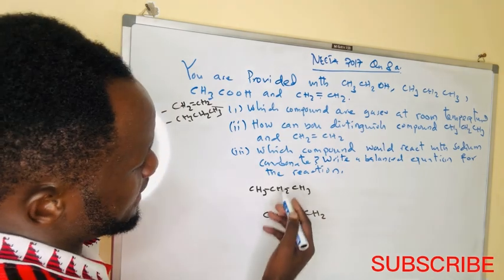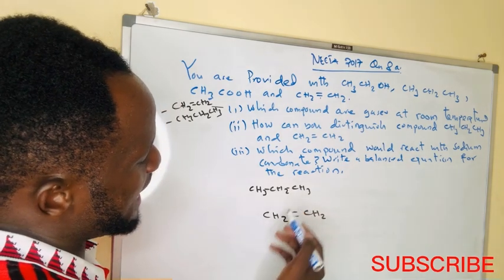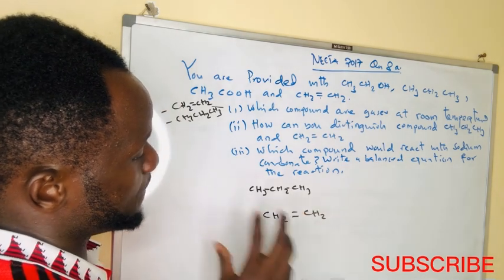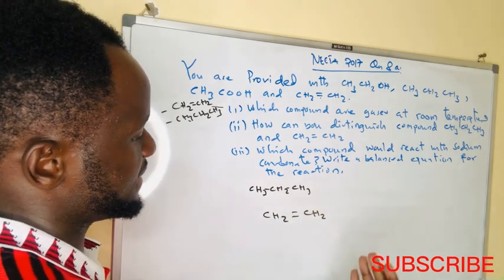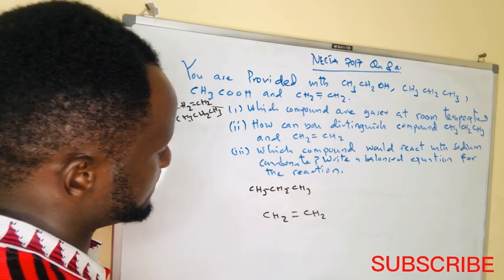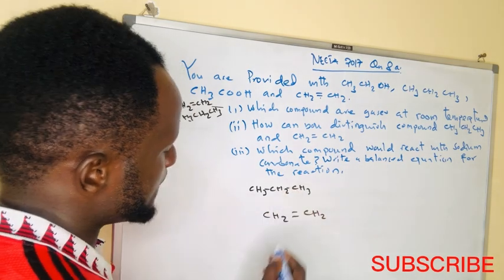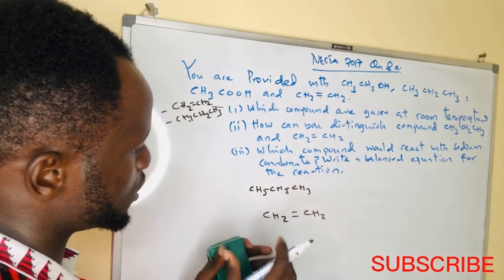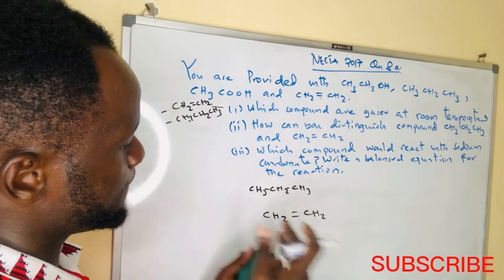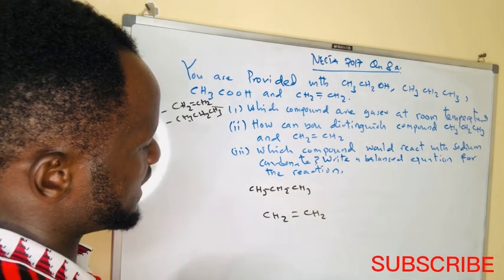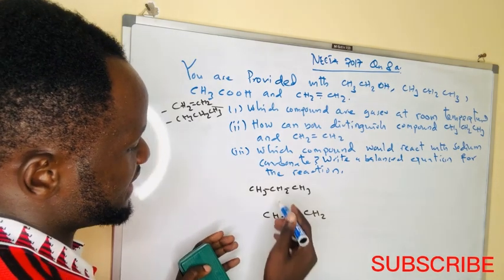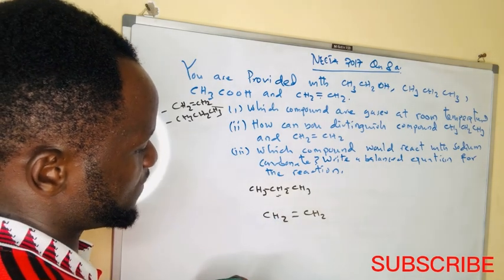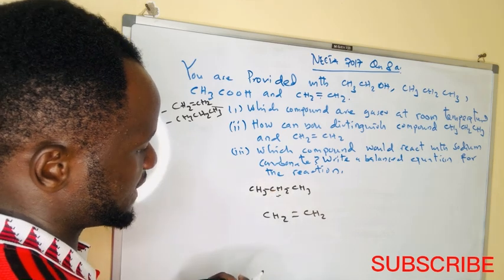Another factor: the alkane is very hard to react at normal temperature, like room temperature or in darkness. It is very hard because it is made of sigma bonds, which are very strong bonds formed by head-to-head overlapping of atomic orbitals. So with ordinary reactions, the alkane is very hard to react because of the nature of the bond found there.